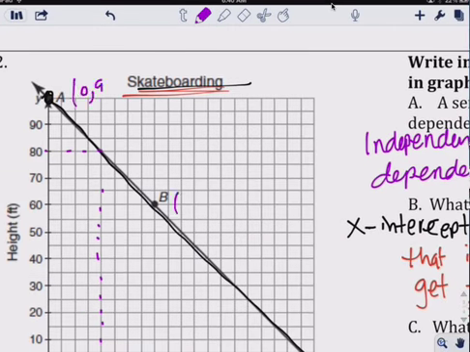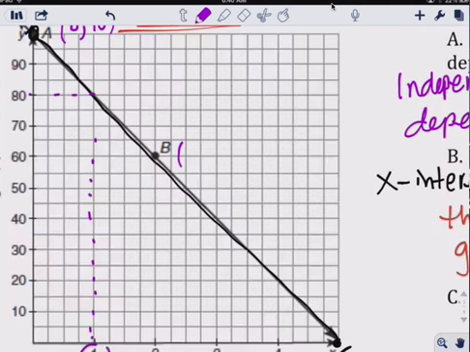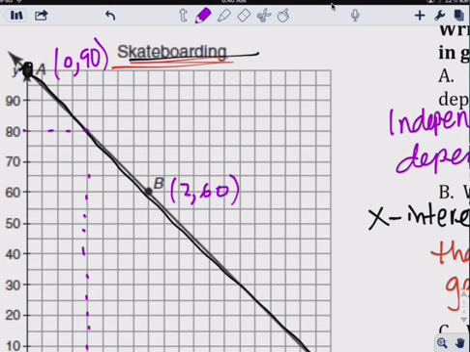That's 0, 90. I like to use 0. And this is 2, 60. 2 seconds, he'll be at 60 feet on that ramp. That's a high ramp. 90 feet? Oh my gosh. Okay.